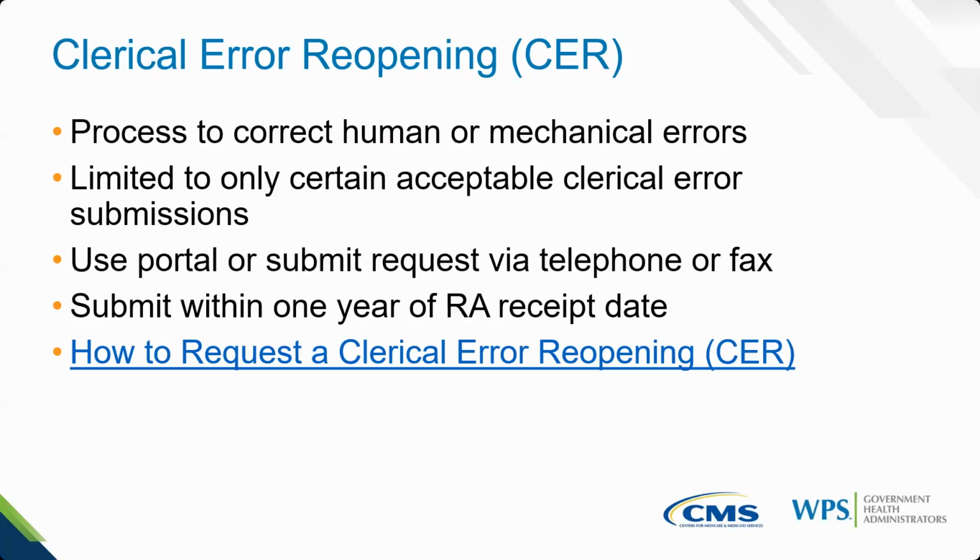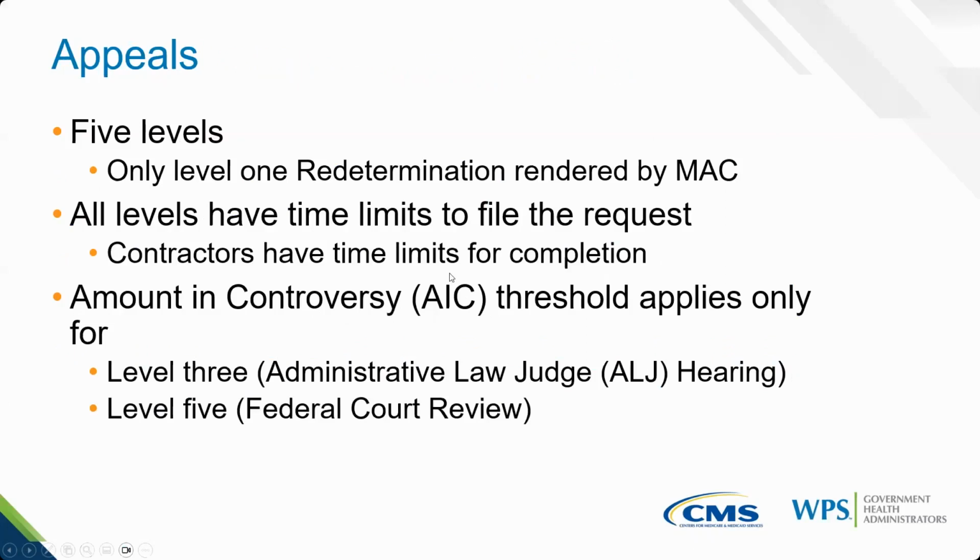You must submit those clerical error reopenings within 1 year of your remittance advice receipt date. So important to keep in mind, if you intend to render a clerical error reopening, whether you're going to do it self-service or request it via phone or fax, you need to do so within 1 year of your remittance advice date. I talked about the clerical error reopening process and how you can fix claims. Now I'm going to talk about appeals for just a bit.